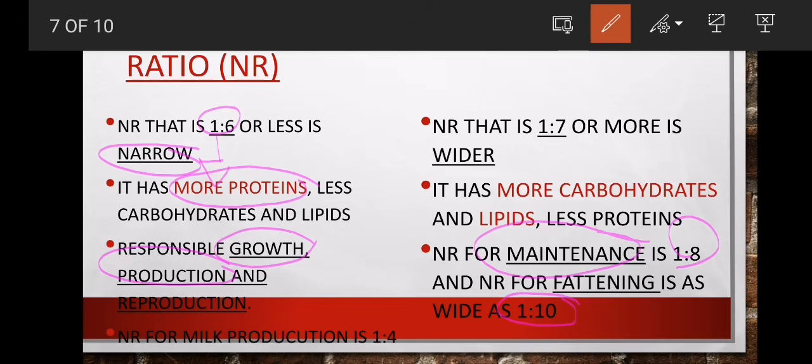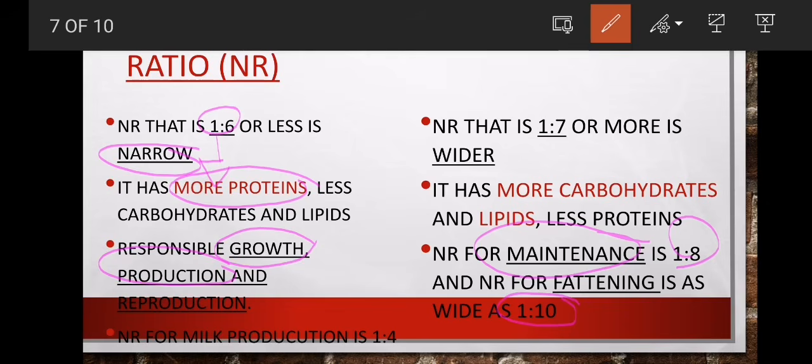Now you understand that we have two ratios. One is good for maintenance and fattening, which is the wider, and one is good for growth and production, which is the narrow one.